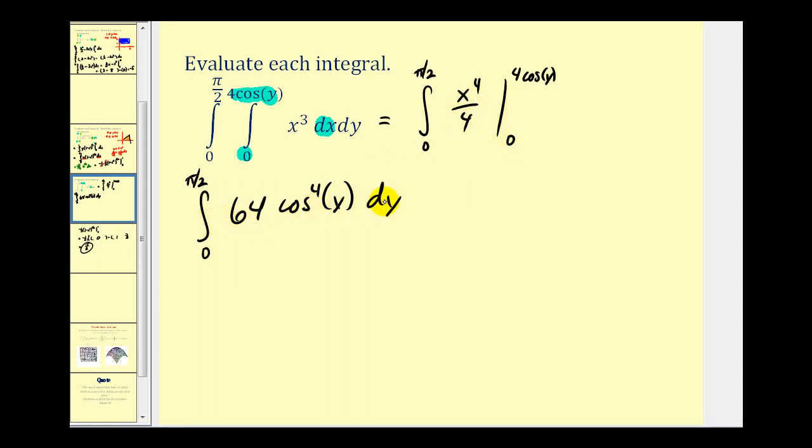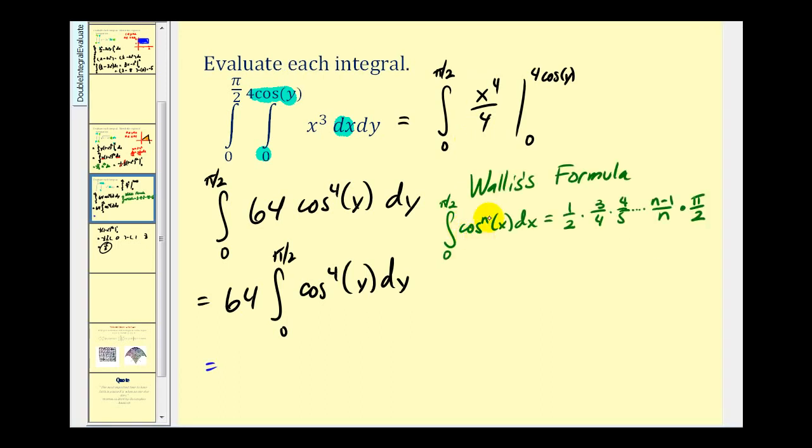And now we need to integrate this. Let's go ahead and factor out the 64. To integrate this, we could use a power-reducing formula, but we could also recognize that since the limits of integration are from 0 to pi over 2, and we have an even power of cosine, we could apply Wallace's formula, which tells us if we have cosine to the power of n, where n is even, and our limits of integration are from 0 to pi over 2, this is going to equal 1/2 times 3/4 times 4/5 all the way to n minus 1 over n times pi over 2.